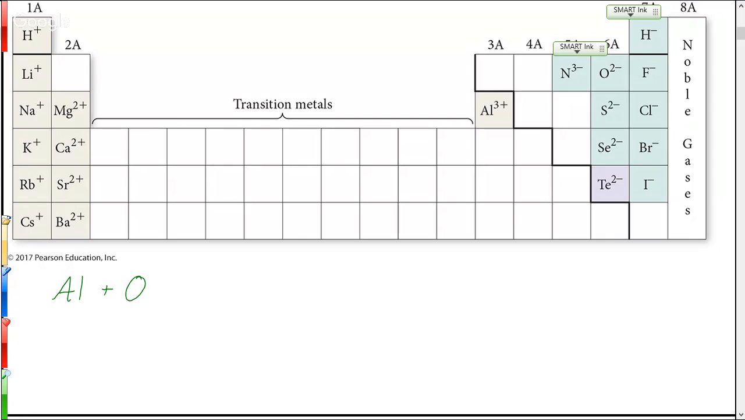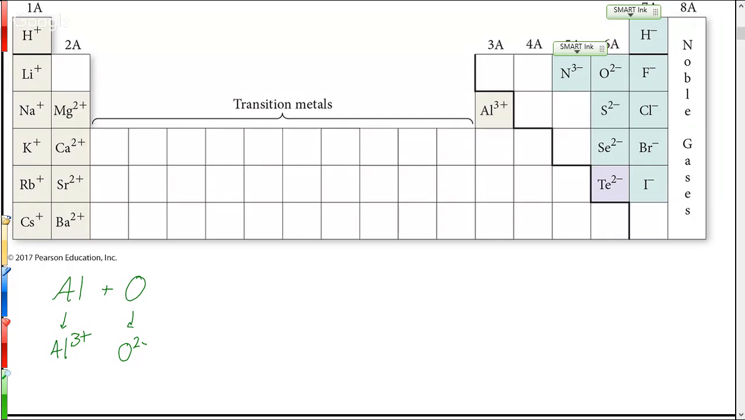Anybody running into trouble on this one? All good? What did you come up with? Aluminum 2, oxygen 3. Yeah, so in this case, aluminum's going to be +3. Oxygen's going to be -2. So you can't just change one of those.